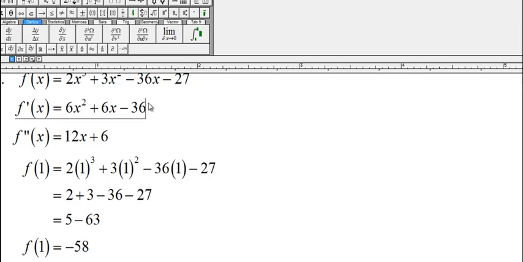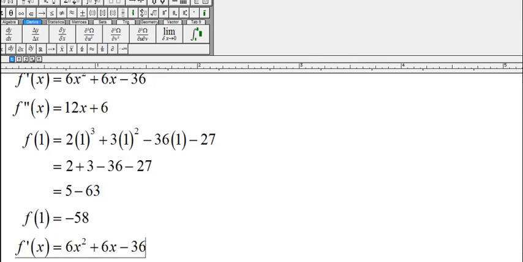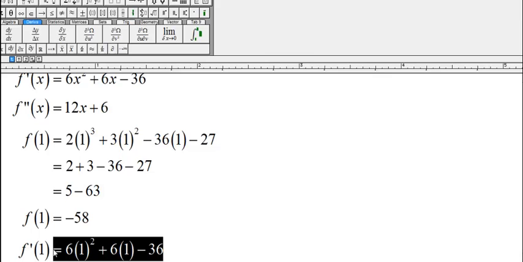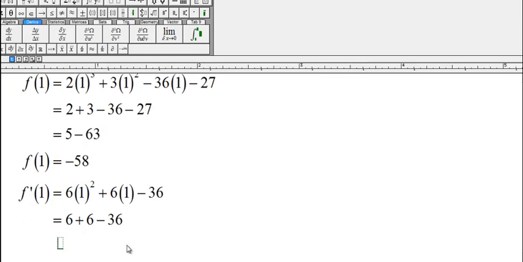Now, we also need to find the slope of the tangent line at that point, which is f prime evaluated at 1. So again, we take 1 and replace all the x's by 1. And again, 1 squared is 1. Let's see, I bet we can do this in our head. 6 plus 6 is 12, minus 36 is negative 24. So that's going to be the slope of the line.